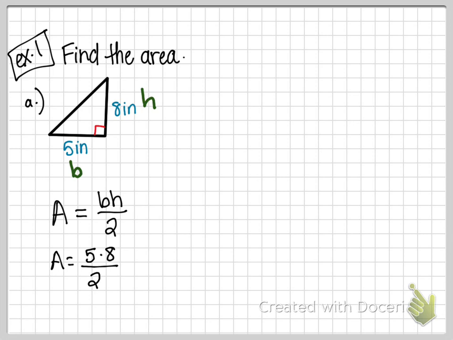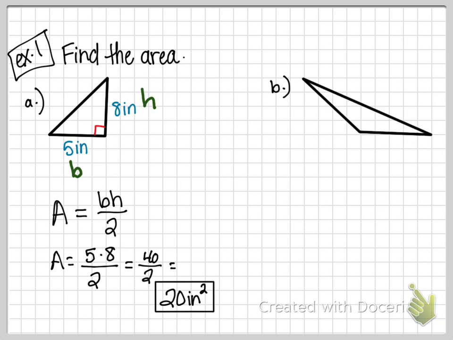Okay, and then we can simplify. We'll do our multiplication on top. 8 times 5 is 40, divided by 2 is 20. So the area of this triangle is 20 inches. And we always put our units squared for area. 20 inches squared, or 20 square inches.